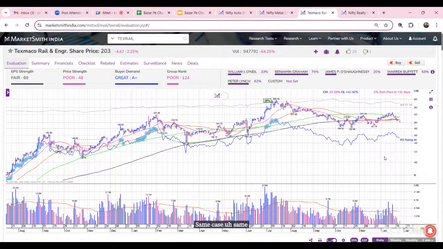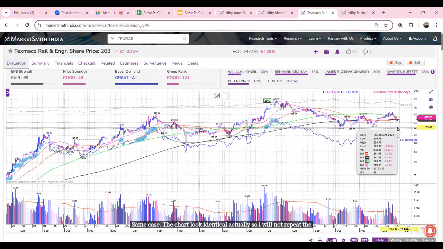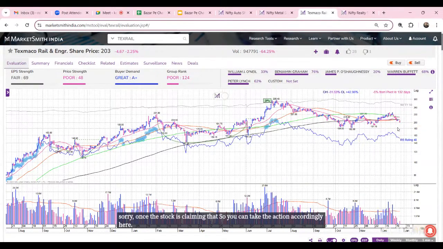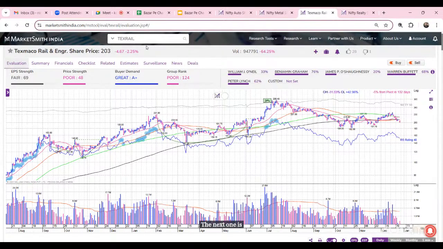Same case. The chart looks identical, so I will not repeat the same language. Just wait for its 100 DMA. It is just 8 to 9% away. Once the stock reclaims that, you can take action accordingly. The next one is Coal India.